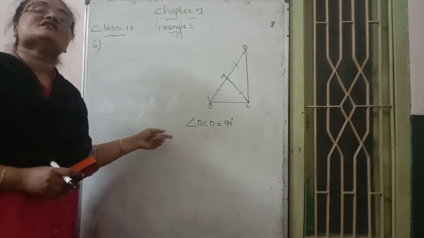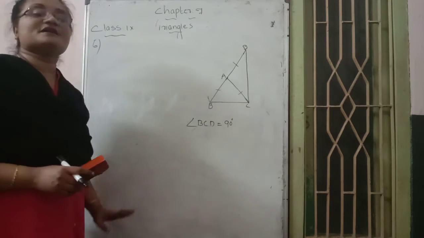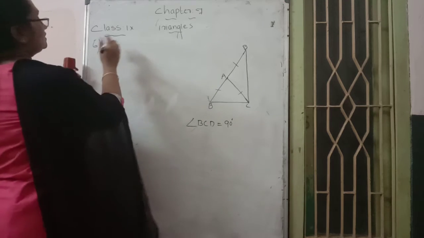We want to prove that it becomes 90 degree, that the C vertex becomes a 90 degree. That is the meaning of the question. So how to do that?